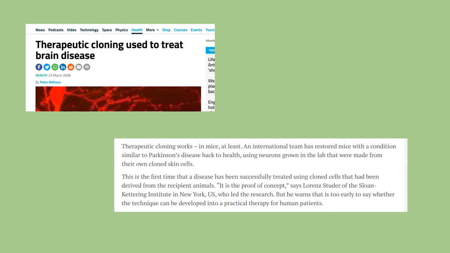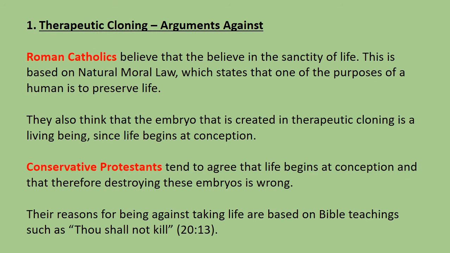But he warned it's too early to say whether this technique can be developed into a practical therapy for human patients. But look, the potential is there to use stem cells. Parkinson's is a hugely big problem. Many older people suffer from it, and it causes a great deal of problems and hardship, and reduces quality of life. So this is something that can be used to solve that problem.